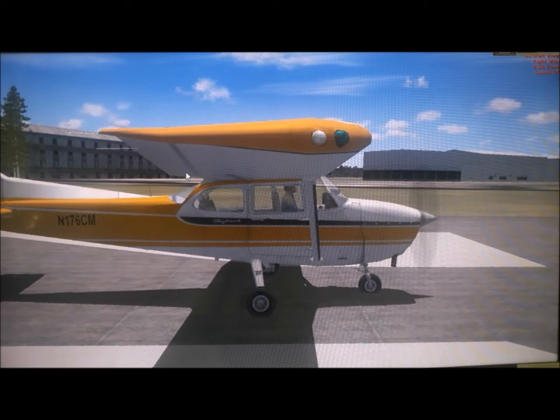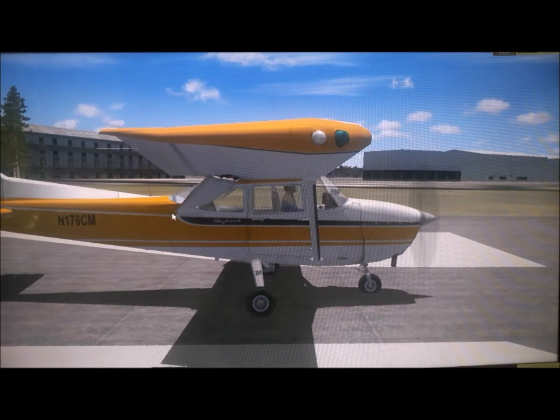Okay, now let us see how the flap moves. This is flap position 10 for takeoff. This is flap position 30 for landing. So you need more lift during takeoff and more drag during landing.